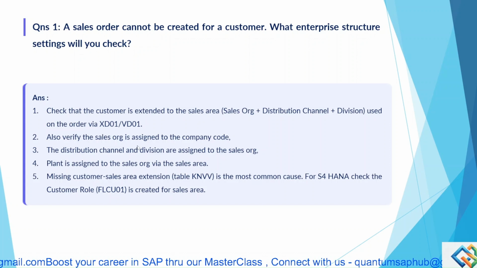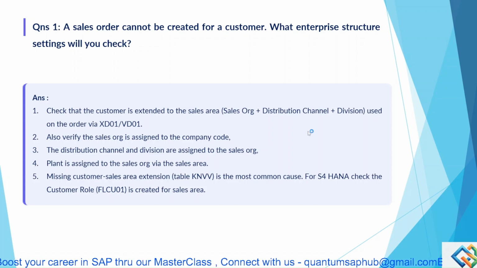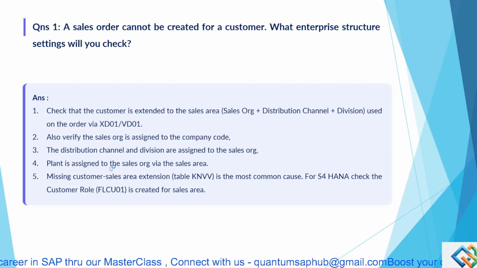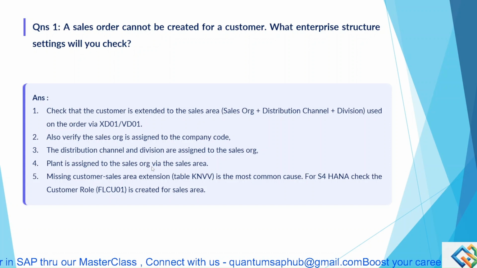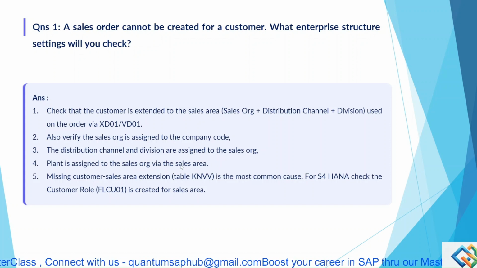Next is that the plant is not assigned to the sales organization. This might be one of the causes, if the plant is not assigned to the sales org. Also check whether the plant is to be determined automatically or manually entered. That might be another cause.